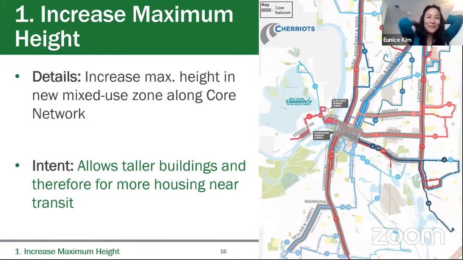Okay, so the first zoning option is about increasing heights along the core network. This is a map of the core network. The gray is the core network. We're proposing a new mixed use zone, mixed use 3, and we'll show you a map of where we're proposing it. The intent is essentially to allow for more housing, taller buildings, near transit. So it is very much focused on the core network.